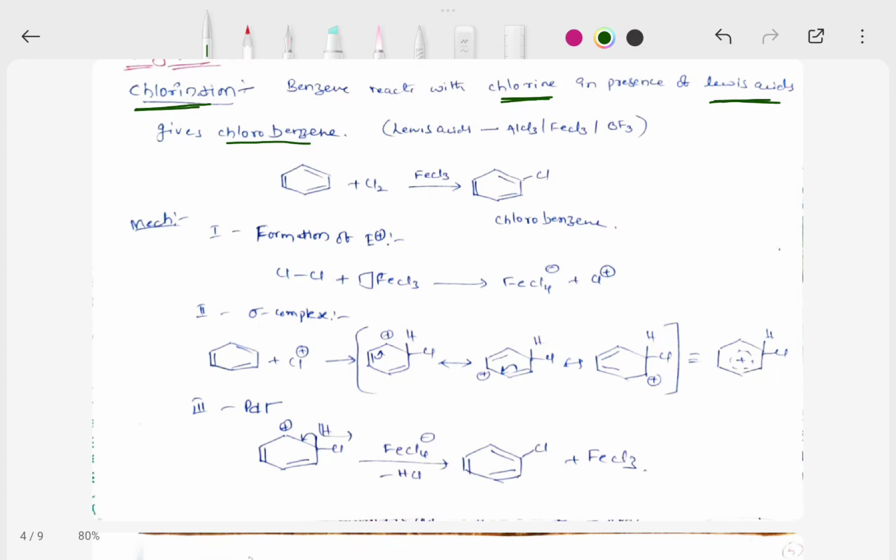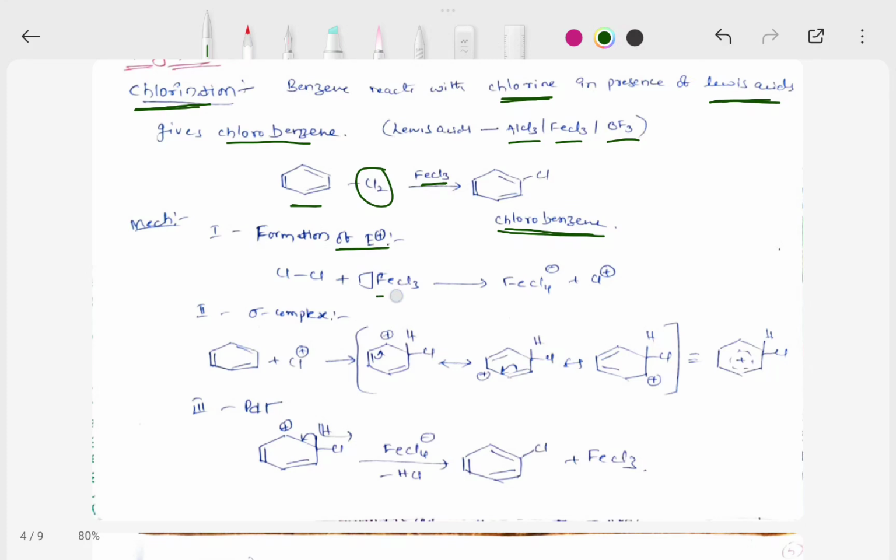In general, Lewis acids are AlCl3, FeCl3, BF3. Benzene reacts with chlorine in the presence of a Lewis acid and gives chlorobenzene. This reaction also has a three-step mechanism. In the first step, formation of electrophile.